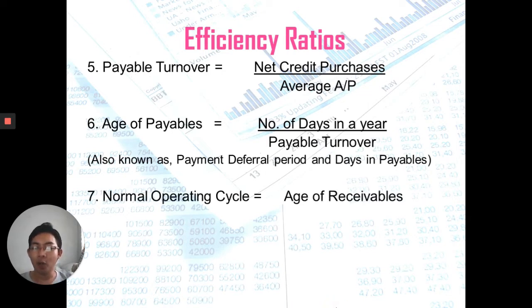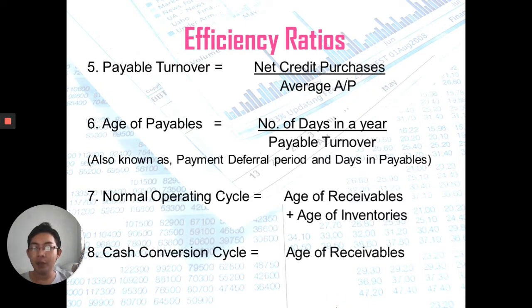Now, we have the normal operating cycle. So, palagi natin na-encounter to sa financial accounting. In management accounting, we have a formula for normal operating cycle. And what is that? That is age of receivables plus age of inventories. Then we have the cash conversion cycle. Cash conversion cycle is age of receivables plus age of inventories minus age of payables.